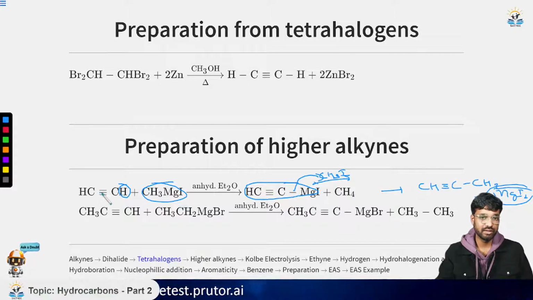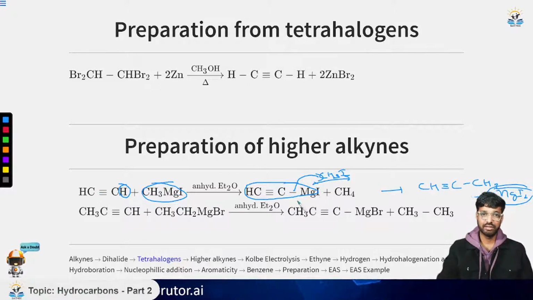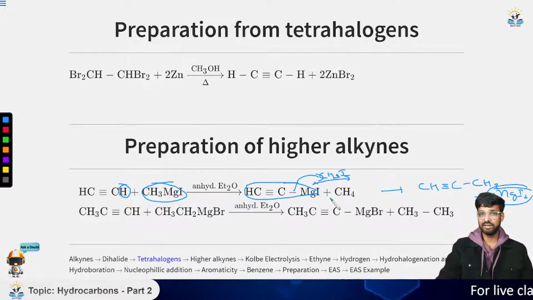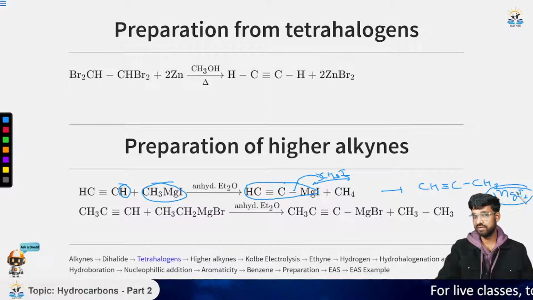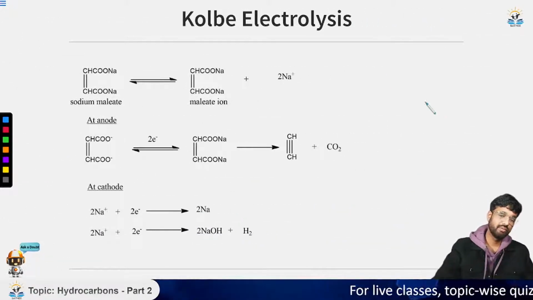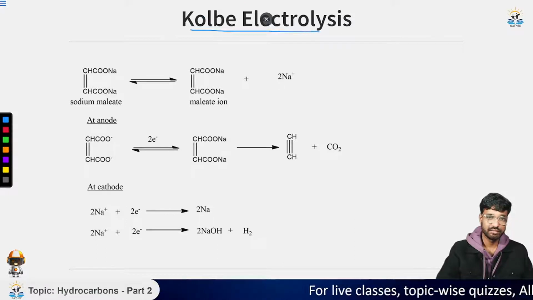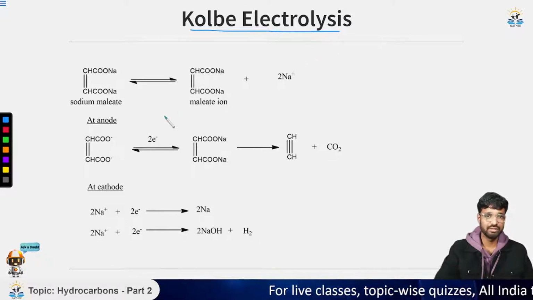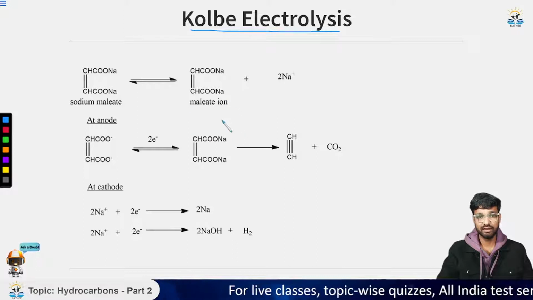So first we will convert this alkyne to a nucleophile by reacting it with the Grignard reagent. Then we will react this with any haloalkane and it will give a nucleophilic reaction. Now we have another method, that is Kolbe electrolysis, which uses decarboxylation to give our alkyne.